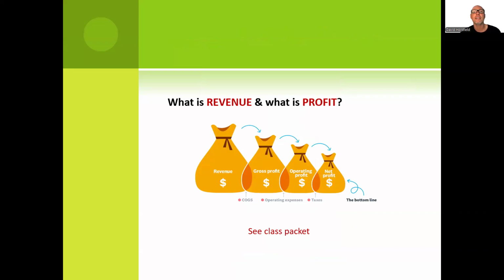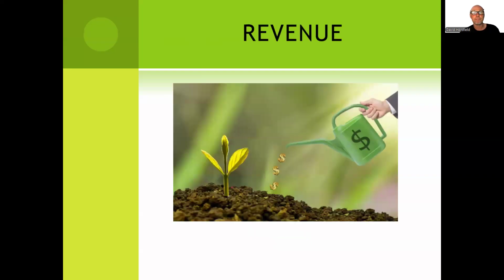And let's think of it in terms of a bag of money. On the far left, we've got a bag of revenue, and you can see that there's some shrinking, there's some scaling down that goes on. Now, there's all sorts of information and reading in the class packet that supports the idea of revenue and profit, because when we talk about profit, there's lots of different pieces of terminology related to different size pots of money, different size bags of money that's all related to profit.